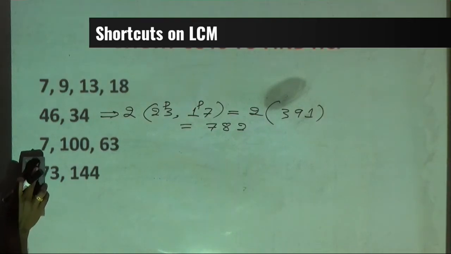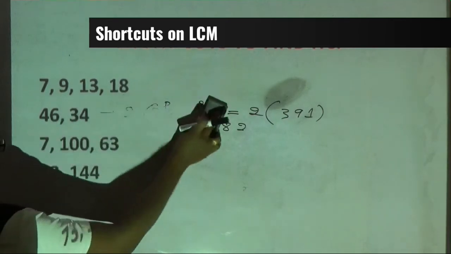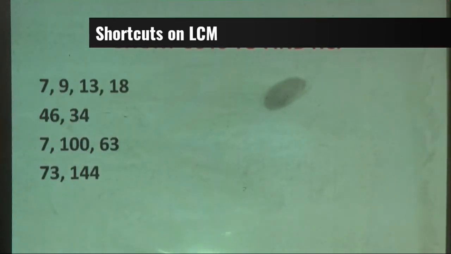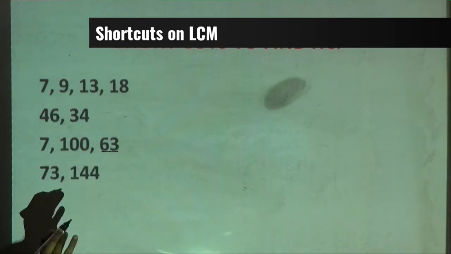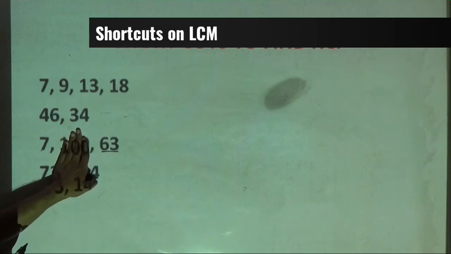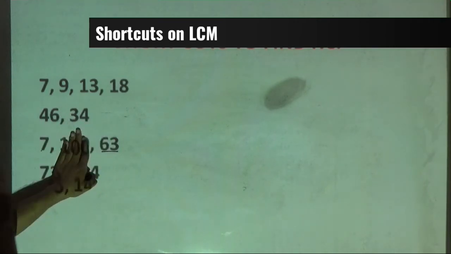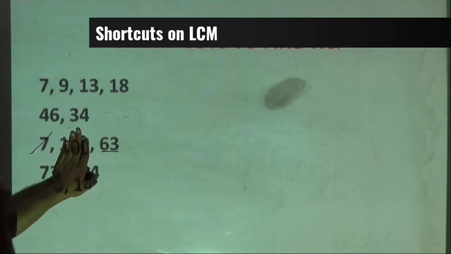I need to find the LCM of 7, 63 and 100. See, please observe here. Through observation, I came to know that 63 is nothing but 7 into 9. Ignore 100 for the time being. Because from 7 I can divide 63. So among 7 and 63, which is the biggest number? 63 is the biggest number among 7 and 63. Therefore, the LCM of 7 and 63 is 63, correct? Since 7 divides 63, ignore 7.